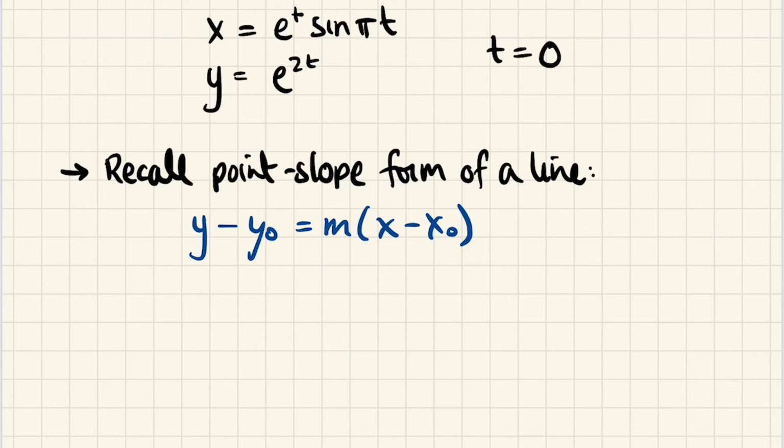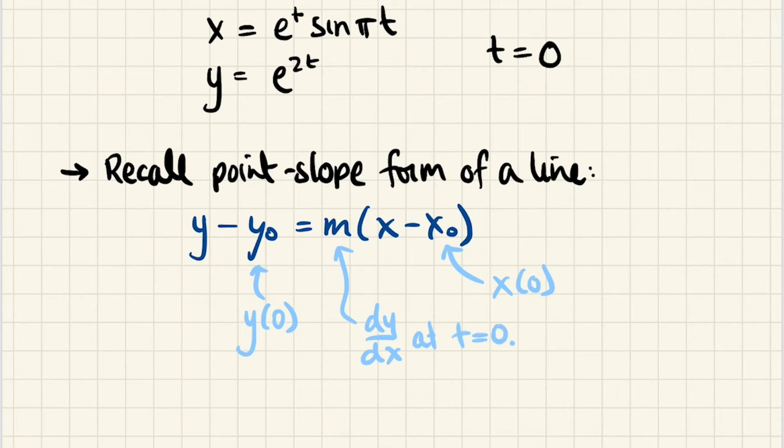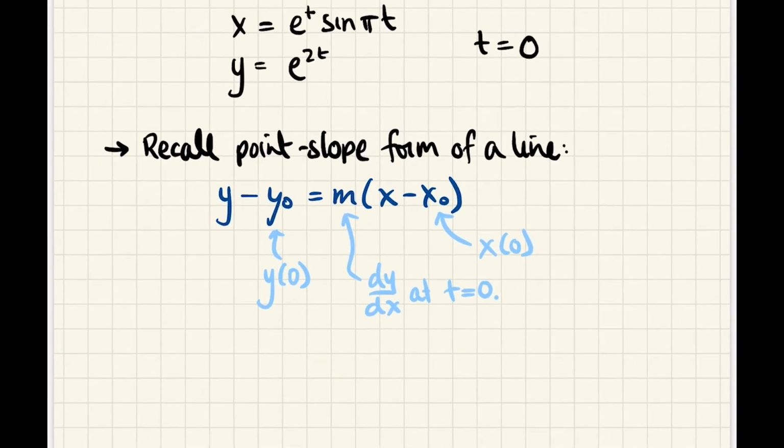So to answer this question, we are going to need these three pieces: x0 and y0, which are, of course, the point given by t equals 0. That's easy to find. And m, which is given by dy/dx at the point t equals 0. So this is just going to be y of 0, and this is going to be x of 0. We'll calculate those in a minute. And here, this is dy/dx at the point t equal to 0. All right, so yeah, let's quickly get those pieces.